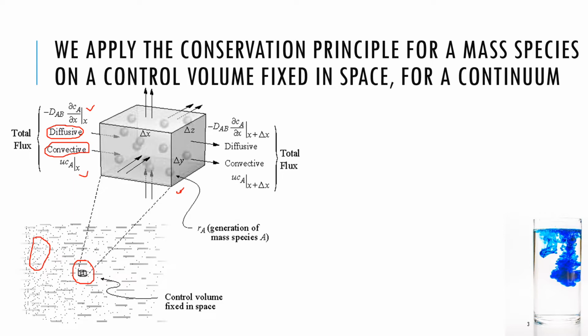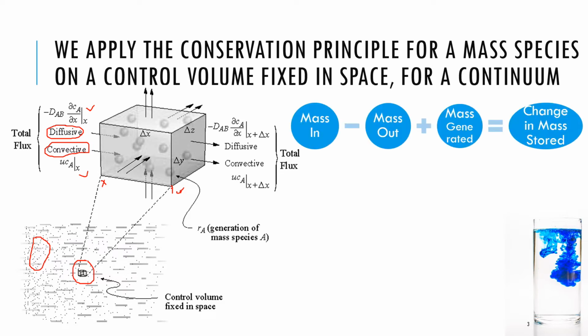These would come in and then they will go out. So if this is x, this is x plus delta x here. We write the mass balance this way. First of all, mass conservation says mass in to the control volume minus mass out plus mass generated should be equal to the change in mass stored.